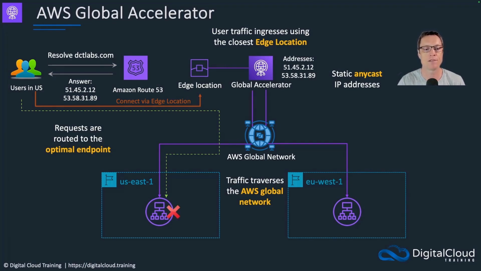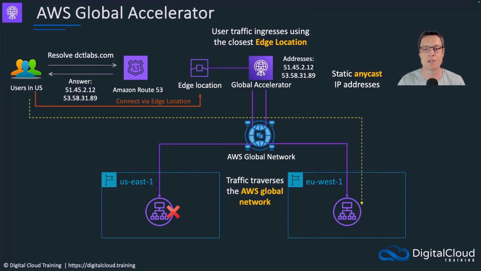Now, if for some reason that site fails or the load balancer fails or something like that, then those users will be reconnected to another region. So the next best, or the next most optimal region, which in this case is EU West 1. So that's users being redirected to another healthy endpoint. And there could be more endpoints available as well. Here we're just showing two.